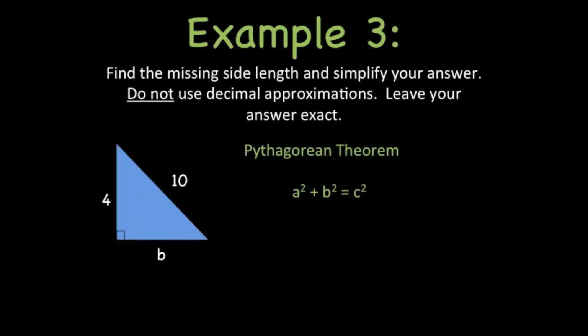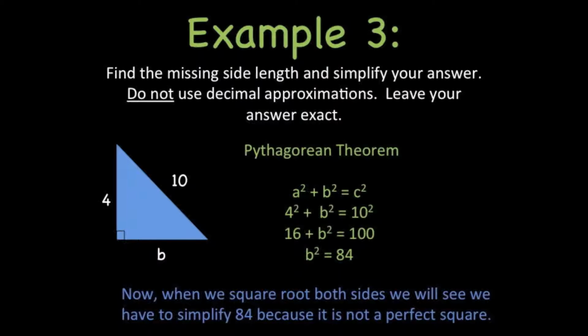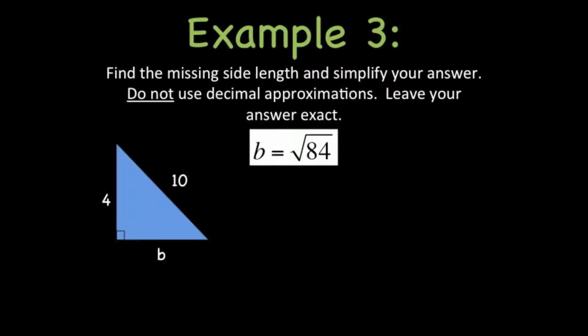We can see that we are given one leg measure of 4 and a hypotenuse measure of 10. Applying the Pythagorean theorem as we have done before, we will have 4 squared plus b squared is equal to 10 squared. So 16 plus b squared is equal to 100. Subtract the 16 from the 100 as we've done before, and we see that b squared is equal to 84. So to actually solve for b, we take the square root of both sides, and we'll see that b is equal to the square root of 84.